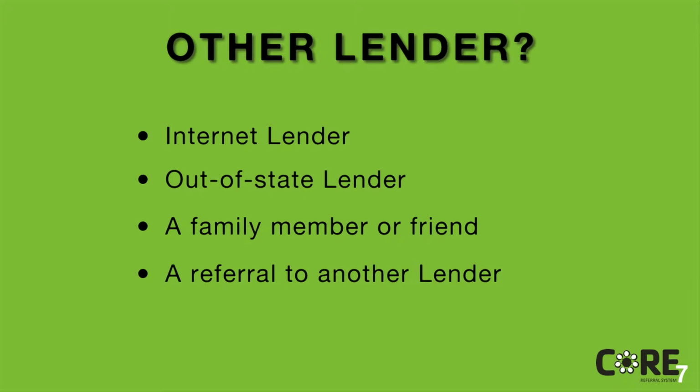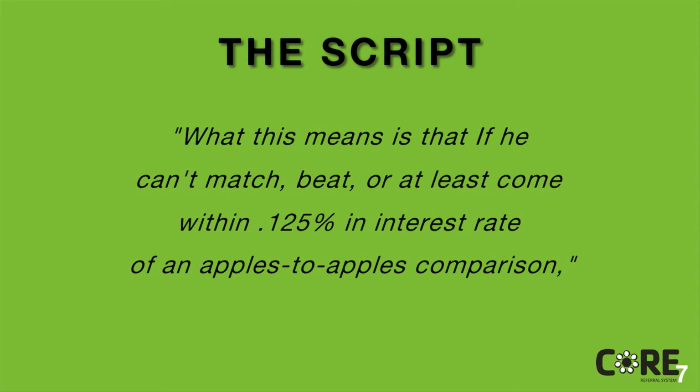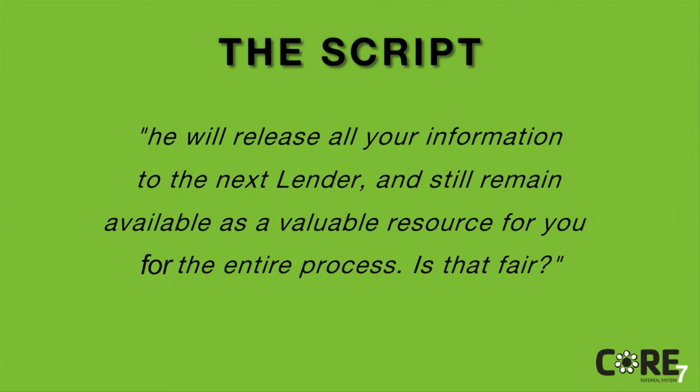The way I explain this is, Mr. Jones, if it's just a question of rate, my lender is very fair. He has something he calls the 0.125% policy. What this means is that if he can't match, beat, or at least come within 0.125% in interest rate of an apples-to-apples comparison, he'll release all your information to the next lender and still remain available as a valuable resource for you for the entire process. Do you think that's fair?